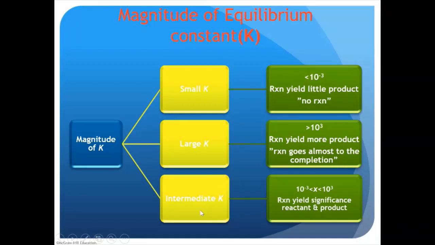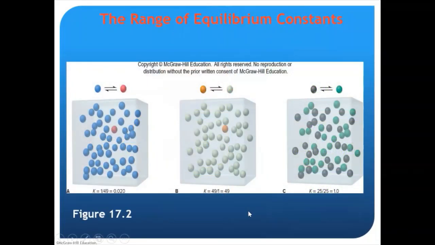However, if we have the intermediate K, when the value is between 10 power of negative 3 to 10 power of 3, we say that the reaction yields significant reactants and products. It is easier to observe by looking at this figure 17.2.